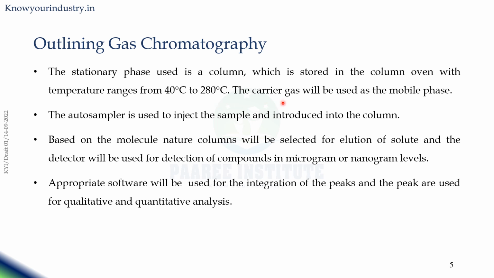So we have already seen that the carrier gas, whether it is nitrogen or helium, will be used as the mobile phase. Then there is an auto sampler which injects the sample and introduces it into the column. Based on the nature of the molecule, the column will be selected, and the detector will be selected based on the sensitivity of the compound, whether it is microgram or nanogram level we want to analyze. Finally, once the compound is eluted, appropriate software will be used for the integration of the detected peaks, and eventually the qualitative and quantitative analysis will be carried out.